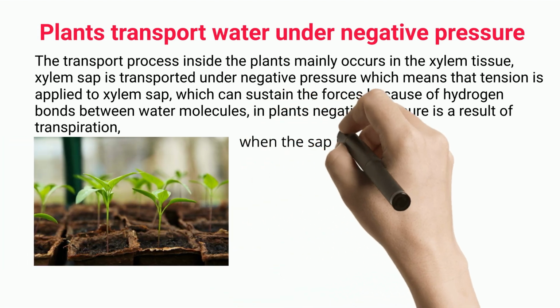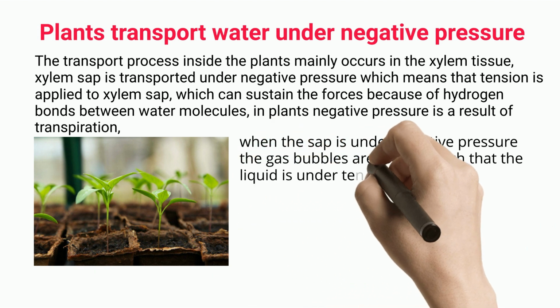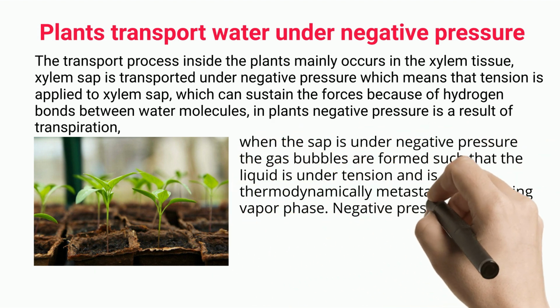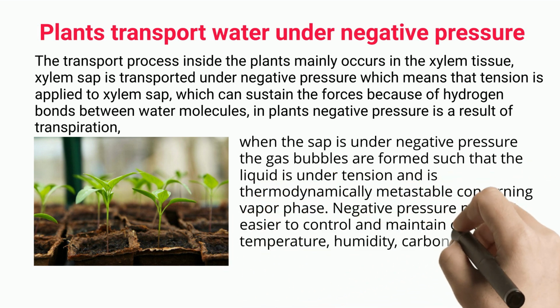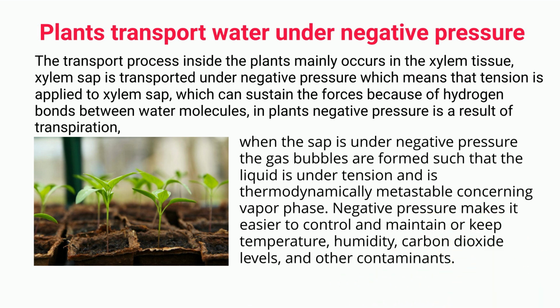When the sap is under negative pressure, gas bubbles can form, such that the liquid is under tension and is thermodynamically metastable with respect to the vapor phase. Negative pressure makes it easier to control and maintain temperature, humidity, carbon dioxide levels, and other contaminants.